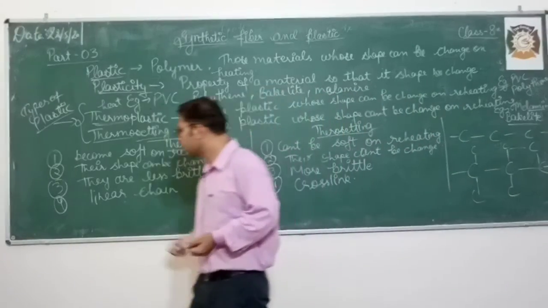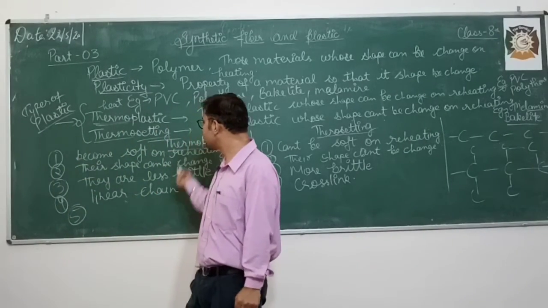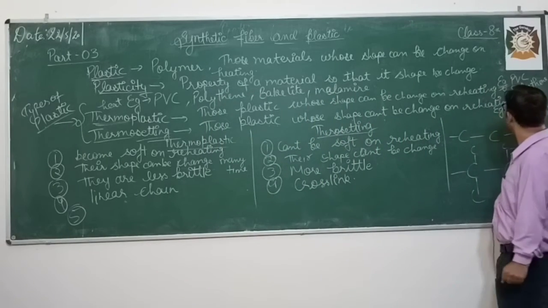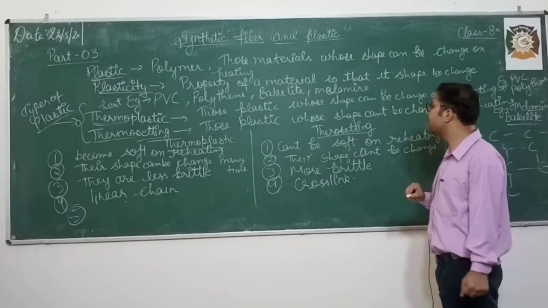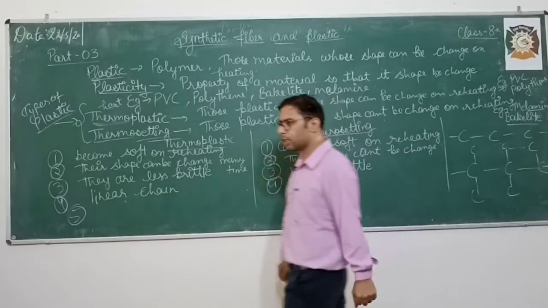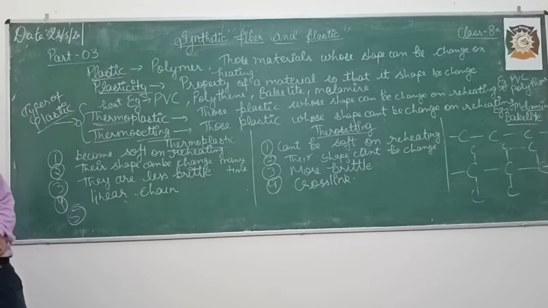Okay, students. Now last one is an example of both of them. Now the examples of thermoplastic, I have already mentioned here, PVC and polythene, and the examples of thermosetting plastic are melamine and bakelite. Okay, so these are the types of the plastic. Is it clear to students?